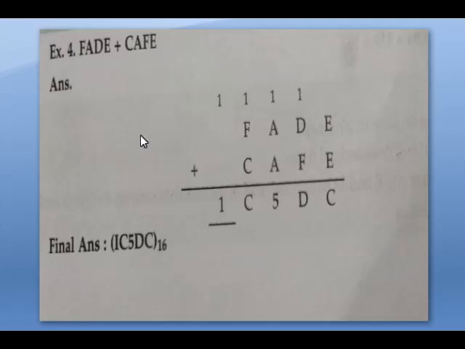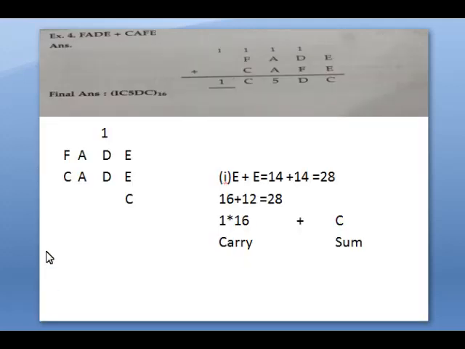So how we will get the answer like this? Okay, now we are going to see the explanation part. Here, if you don't understand how to add the numbers, we will see. Okay, first step: E plus E. So E means 14. The next E is 14. 14 plus 14 is 28. So 28, we cannot write 8 here and 2 here as a carry. We cannot write that in hexadecimal.